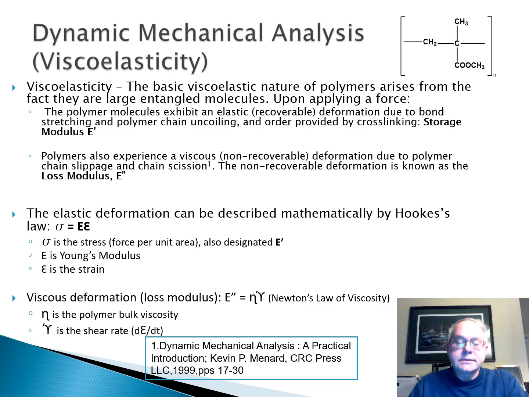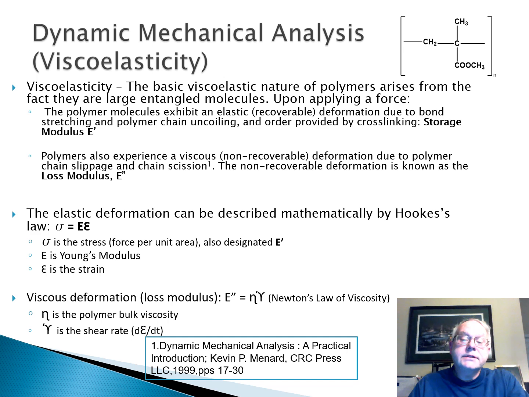Dynamic mechanical analysis measures the viscoelasticity of a polymer. The basic viscoelastic nature of polymers arises from the fact they are large entangled molecules. When you apply a force to them, the polymers exhibit an elastic or recoverable deformation due to bond stretching and polymer chain uncoiling. This is known as the storage modulus, or E prime. Polymers also experience a viscous, non-recoverable deformation due to polymer chain slippage and chain scission. This non-recoverable deformation is known as the loss modulus, or E double prime.